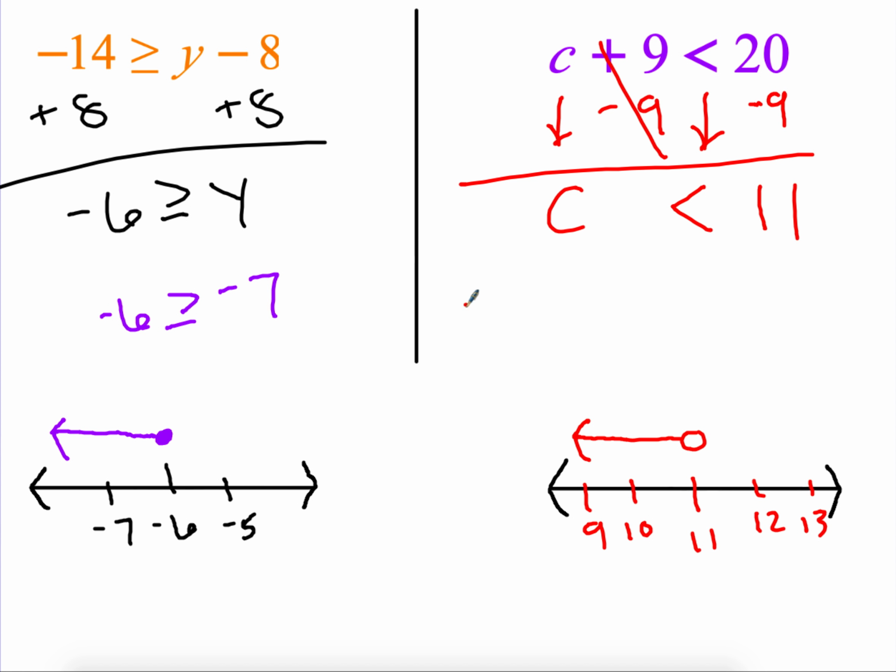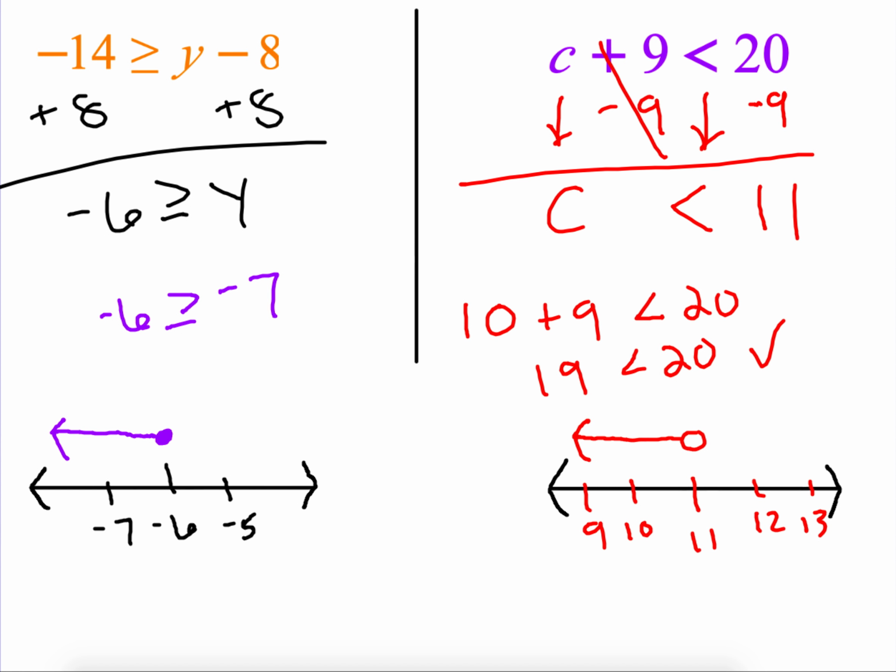So let's plug in 10. I plug in 10 for C, because I'm saying that C could be 10. 10 is a solution for C. If I plug in 10 for C, 10 plus 9, is that less than 20? That's what I'm trying to ask myself. Is 19 less than 20? It is. I did it right. I shaded the right direction. I'm good to go.